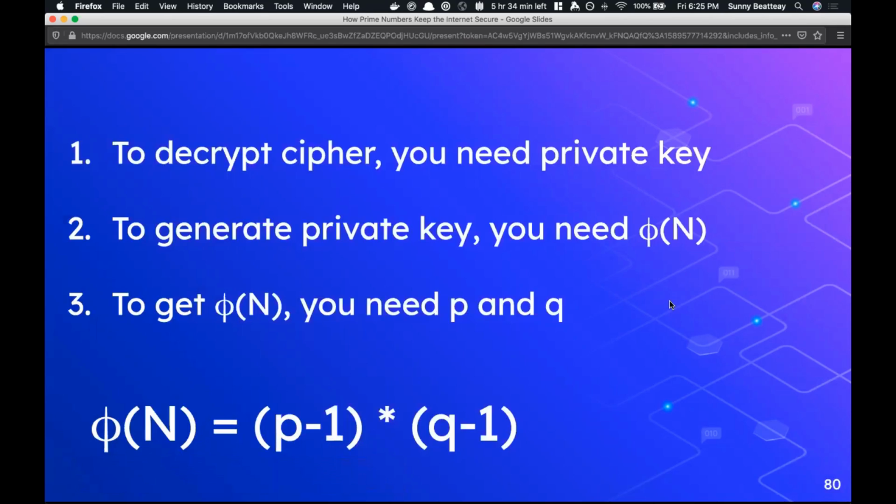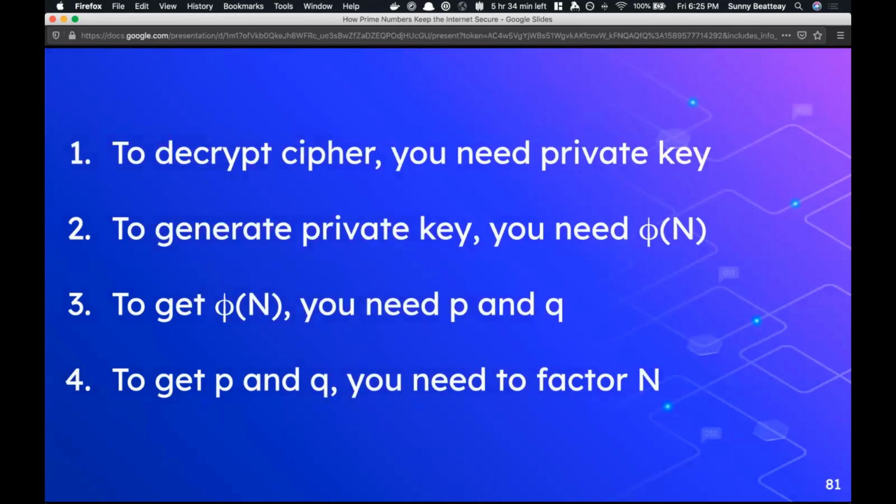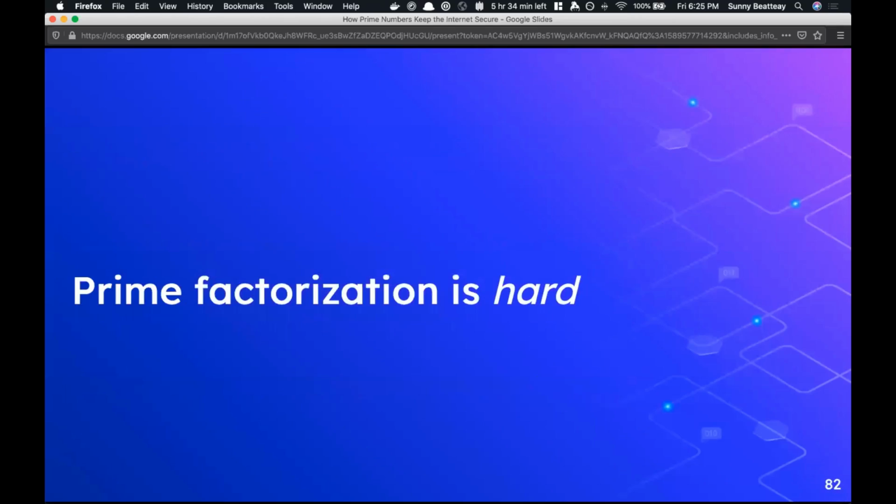Okay, well, all we need to do now is just solve for p and q. To get that, we just need to factor n, because n is defined as n equals p times q. So we can just break down n into its prime components. p and q will be in the clear, and we'll be able to get the private key. The problem is, this is known as prime factorization, where you take a number and factor it down to its prime components, and prime factorization is really, really hard.